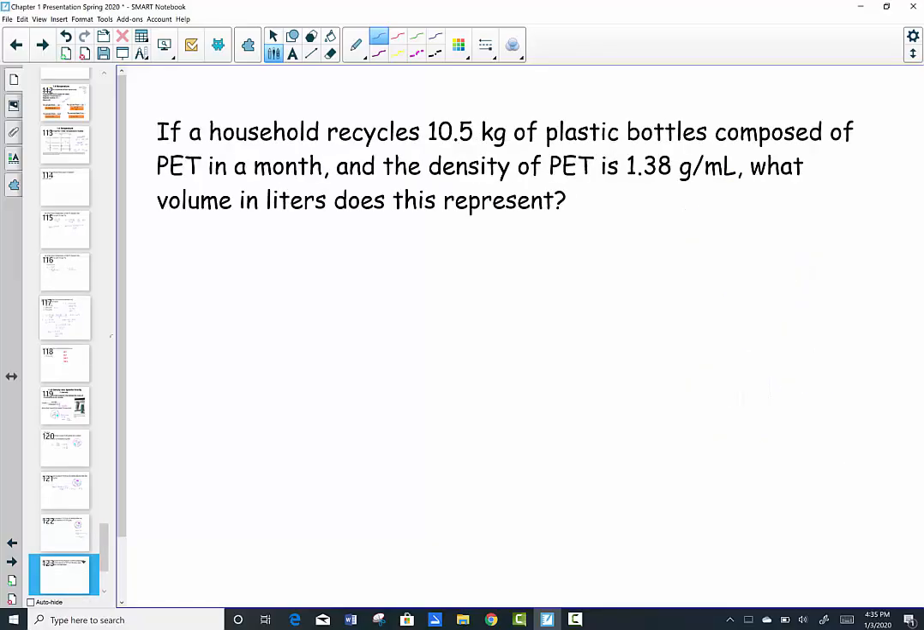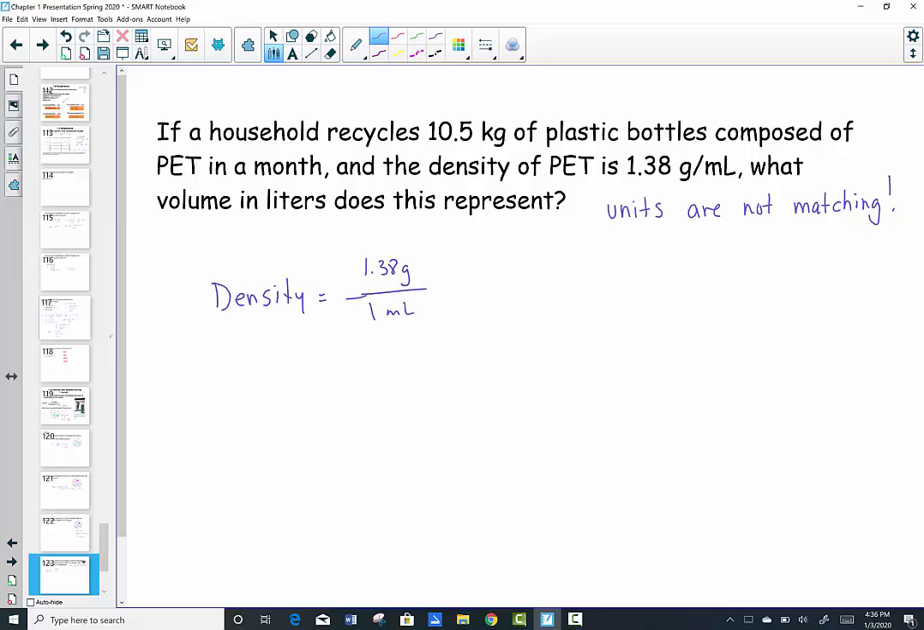Want to do another? If a household recycles 10.5 kilograms of bottles composed of PET in a month, and the density is in a gram per mil, what volume in liters does this represent? So here I'm saying units are not matching. As I was reading through this, I noticed that density was given to us in a unit called 1.38 grams per milliliter, right?